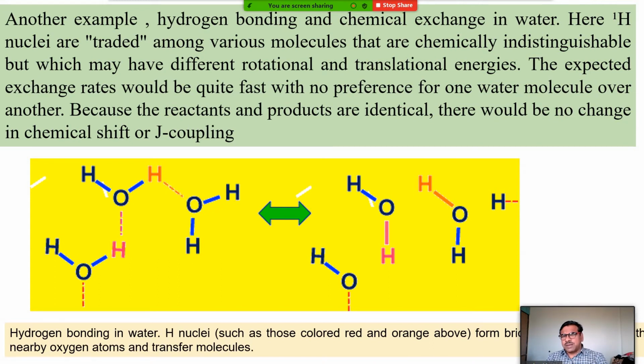If we look at another example, hydrogen bonding and chemical exchange in water. Here proton nuclei are traded among various molecules that are chemically distinguishable, but which may have different rotational and translational energies. The expected exchange rates would be quite fast, with no preference for one water molecule over another, because the reactants and products are identical. There would be no change in chemical shift or coupling constant J.